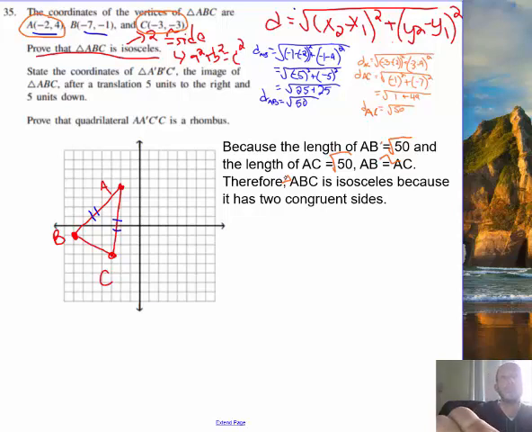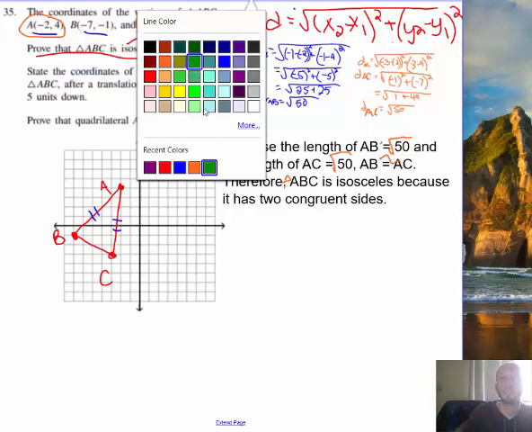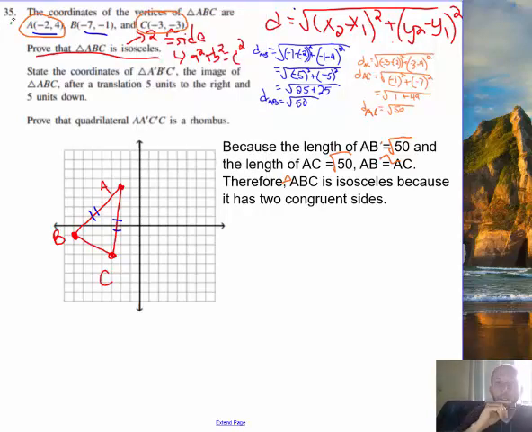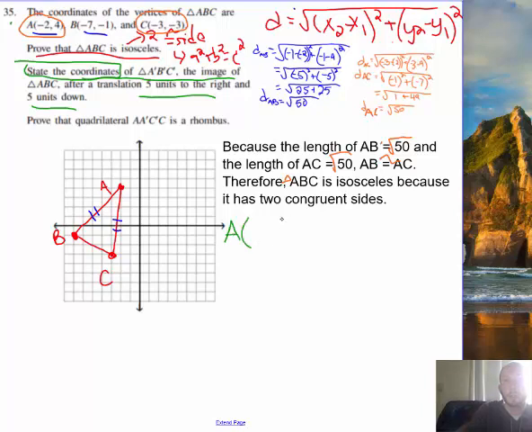And now moving on to the next part. Let's get a new color and move on to the next section. It says, state the coordinates of A prime, B prime, C prime, the image of triangle ABC after translation 5 units to the right and 5 units down. So since it says state the coordinates, I'm just going to get ready to write them. A prime, B prime, and C prime.